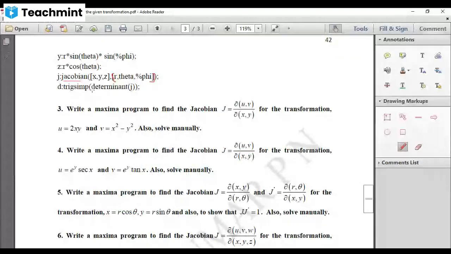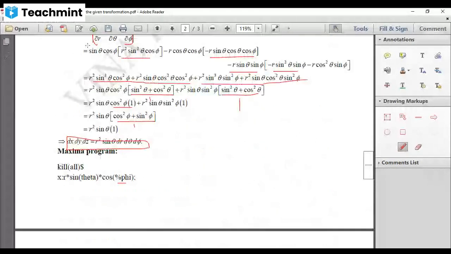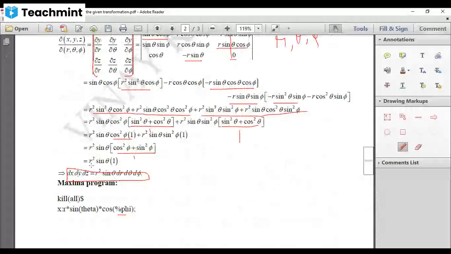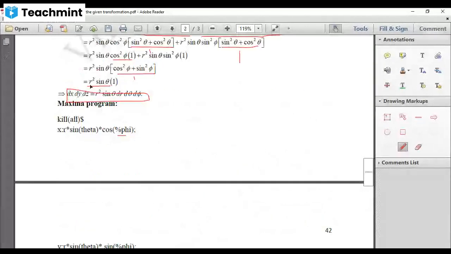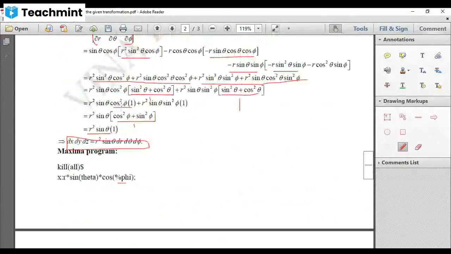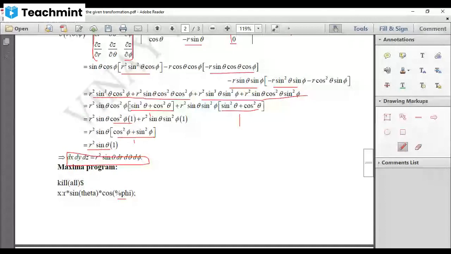If you simply give determinant of J, it may give a lengthy expression, but we want to simplify that. See, we have simplified that into r square sin theta. If you're not going to give trigonometric simplification, trigsimp, then you're not going to get r square sin theta. You'll get the expanded form of the answer, right? It will not simplify that. Simply, it will give you the whole of this.